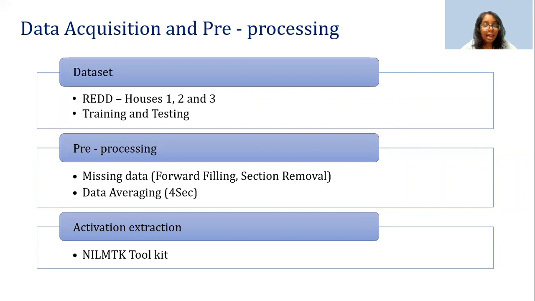In order to account for sudden spikes in the data, which is commonly observed in energy datasets, equally spaced sample data was used. Thereafter, the activation windows were extracted using the NILM toolkit and concatenated to create the aggregate energy signals.